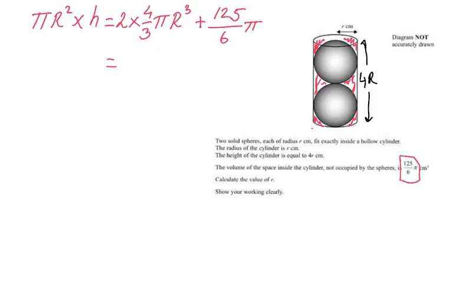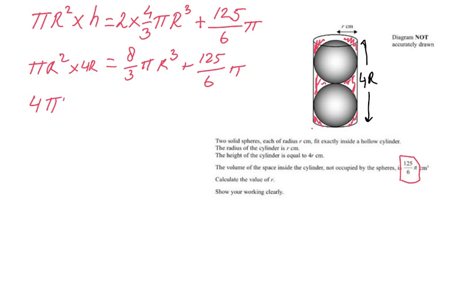Let's simplify this side. That's going to be 8 over 3 pi r to the power 3 plus 125 over 6 pi. And on the left side of my equal sign, the height of my cylinder is 4r. So I'm going to write down pi r squared times 4r, and that is, I'll do that in my next line, 4 pi r cubed equals 8 over 3 pi r cubed plus 125 over 6 pi. Now please remind yourself, this is an A star grade question, so this is not the easiest question on your exam, but so far nothing really difficult has been done.